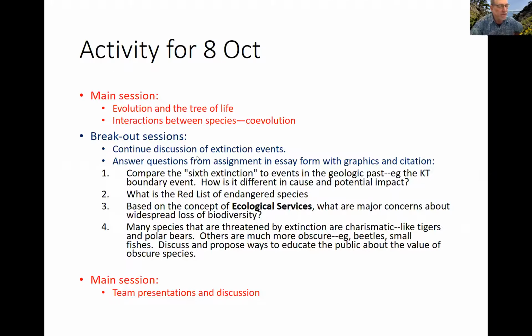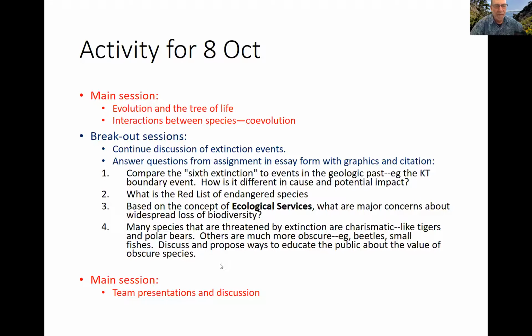All right, so we're going to continue our discussion of extinction events, and we're going to answer the question in the form of a graphic specification. I'm going to compare the six extinction events in the geologic past. Very importantly, I want you to think about this concept of ecological services, which we discussed last week, and what the major concerns are about the widespread loss of biodiversity. Each team should be preparing text and answers to questions 1 through 4. When I call on teams, I'd like you to come back with well-prepared answers. I'm going to give you quite a bit of time to complete all this, and then when you come back from the breakout groups, I'd like the teams to make presentations here.